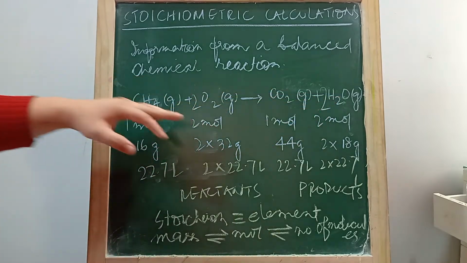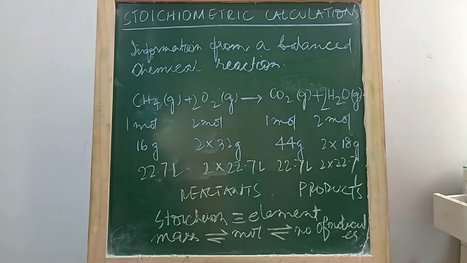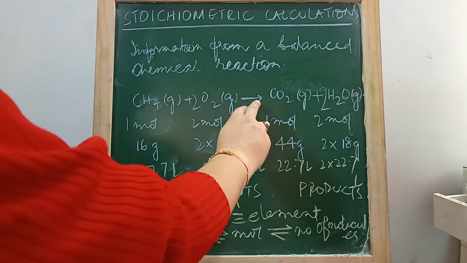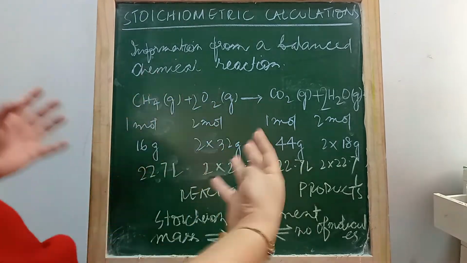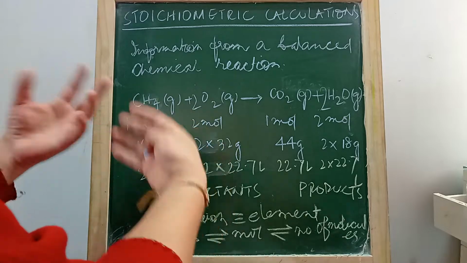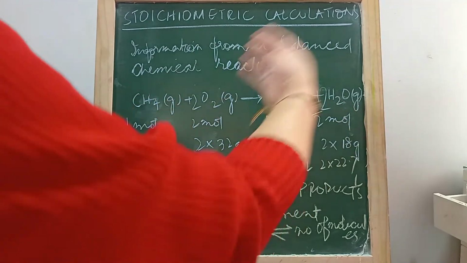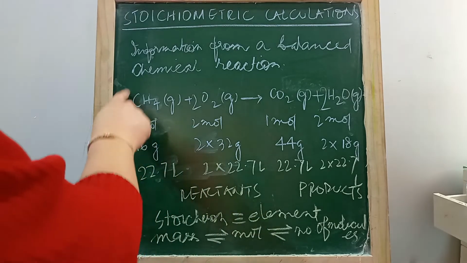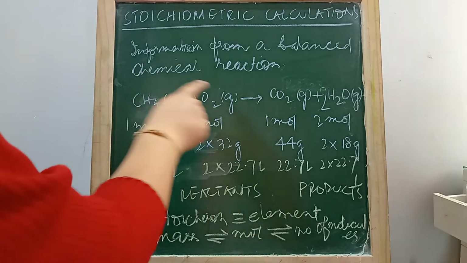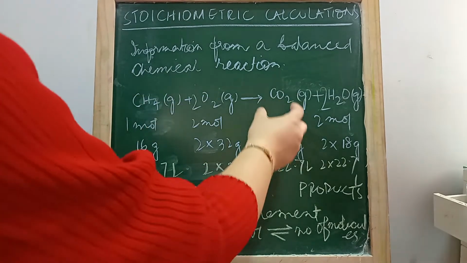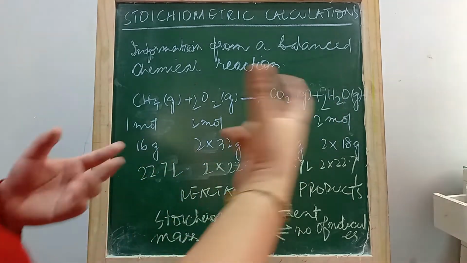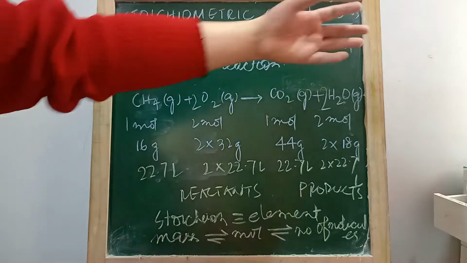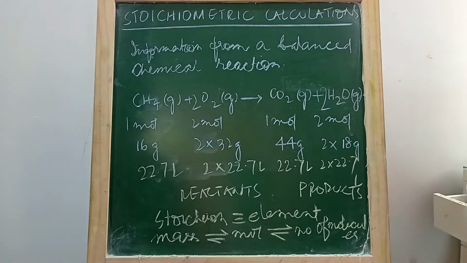So what happens is, when you write a chemical reaction, the things that are on the left side of the arrow are called reactants. They react, and after reaction, what they form is written on the right hand side, and those are called products. So here, methane and oxygen are the reactants, and carbon dioxide and water are products. Reactants are on the left side, and the products are written on the right side.